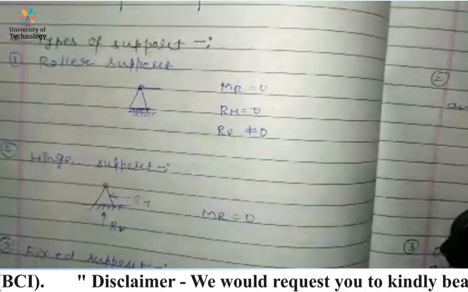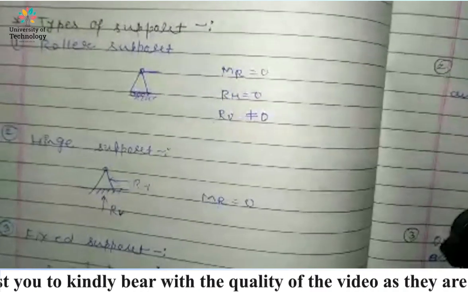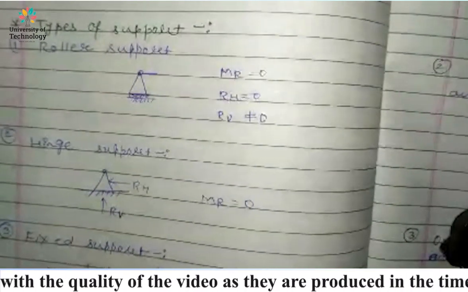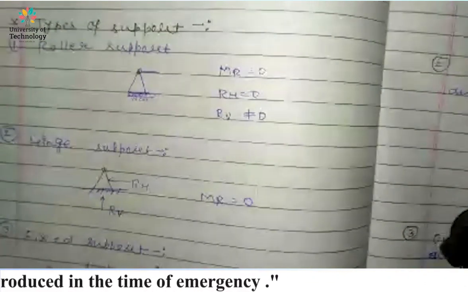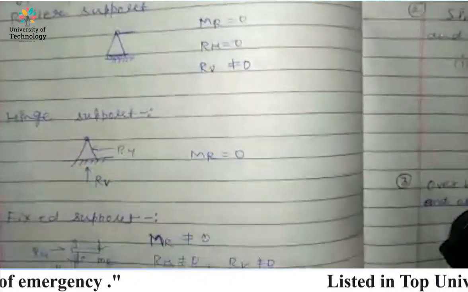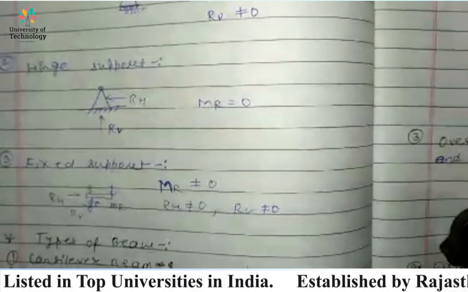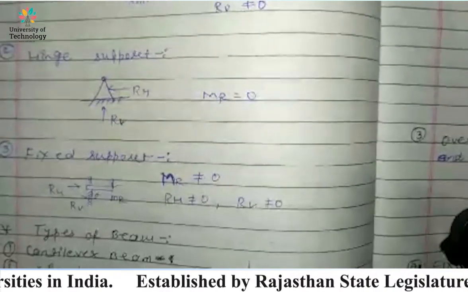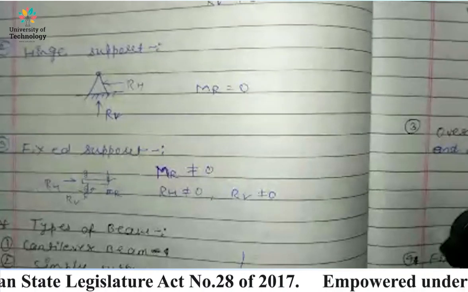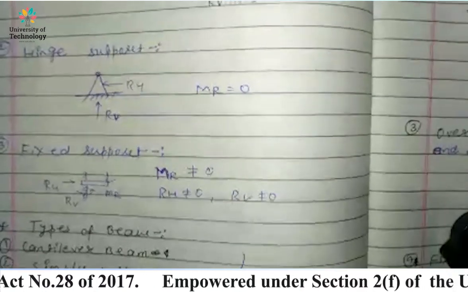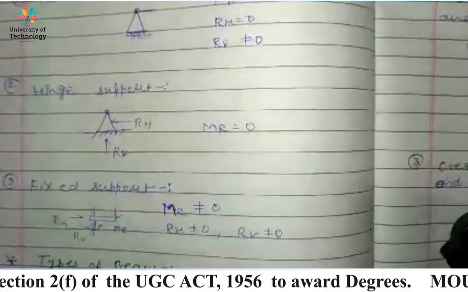The next support is hinge support. Hinged means one end is fixed, so the moment reaction is also 0. And the next is fixed support. For fixed support, the moment reaction is not equal to 0, RH is not equal to 0, and RB is not equal to 0. Okay, these are the important supports. The first is roller, the second is hinged, and the third is fixed support.